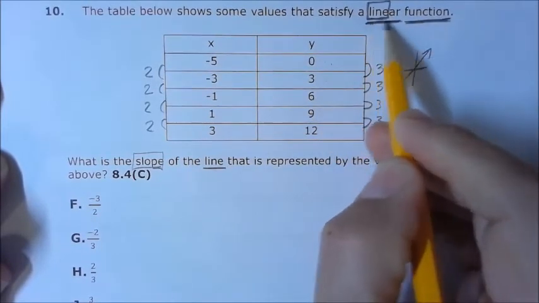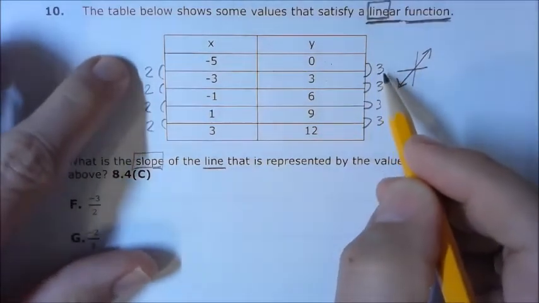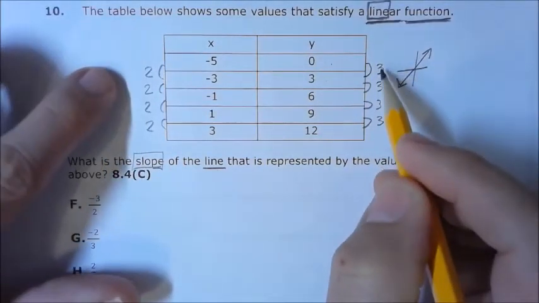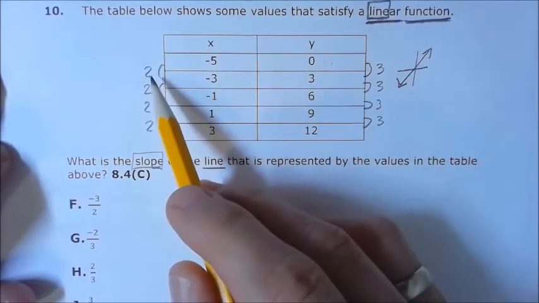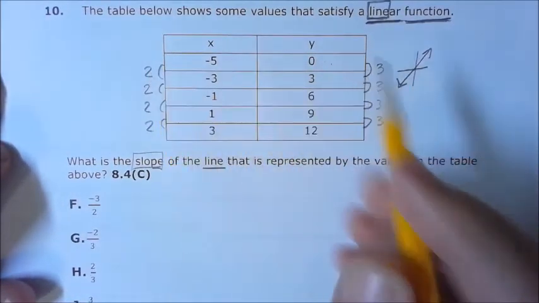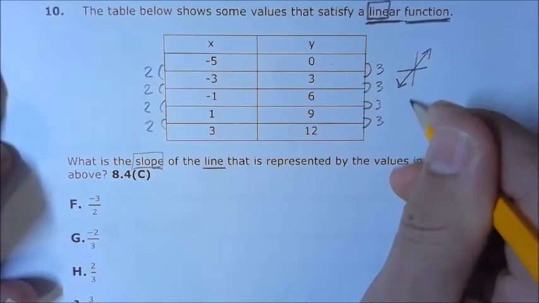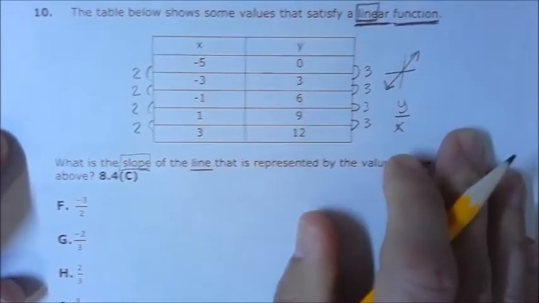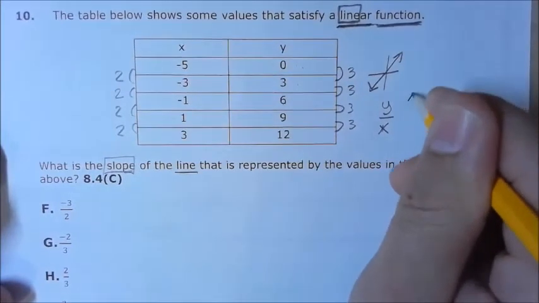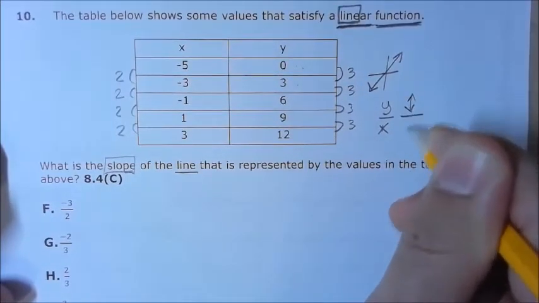Well, they told us that it was linear, so it's no surprise that we have this constant rate of change, because all linear equations are going to have a constant rate of change. And what we have is a 2 and a 3. Now remember, when we do our slope, it is always rise over run. Or we could say our up and down over our side to side.